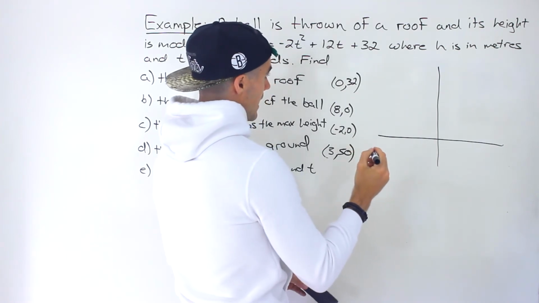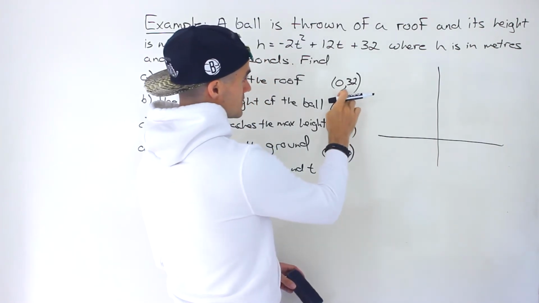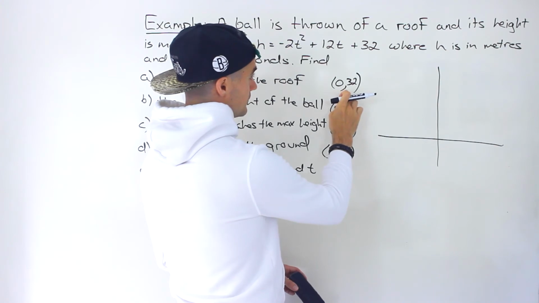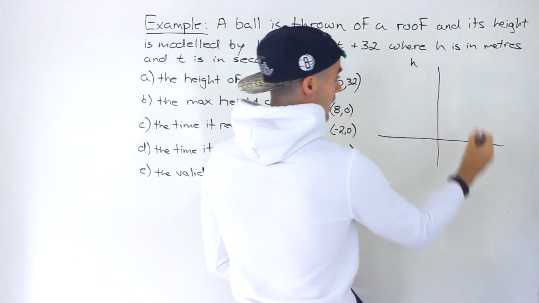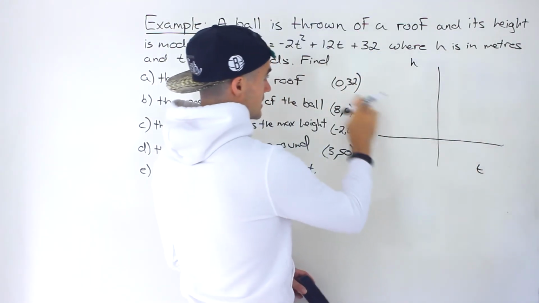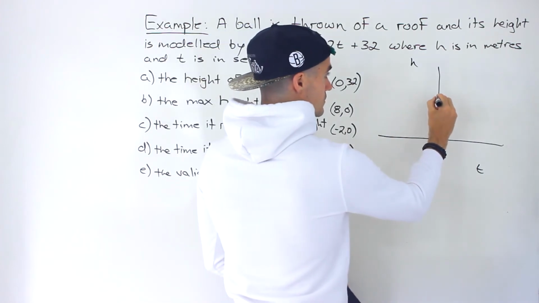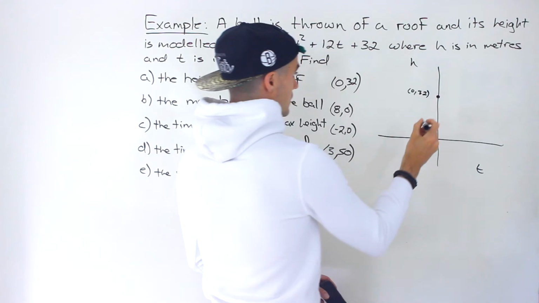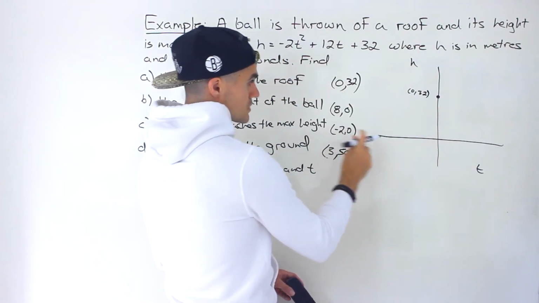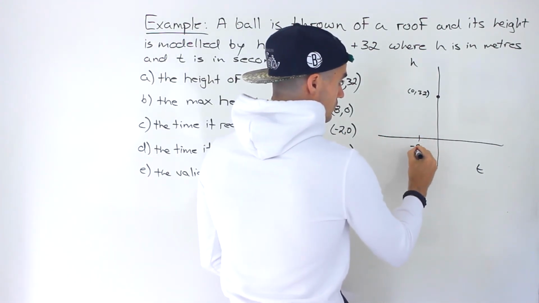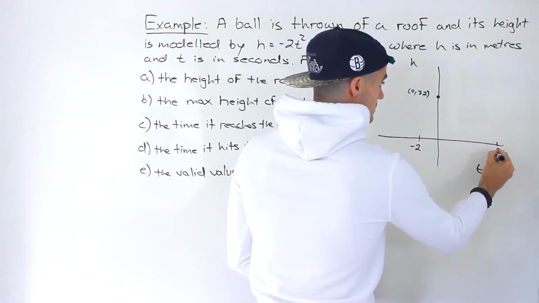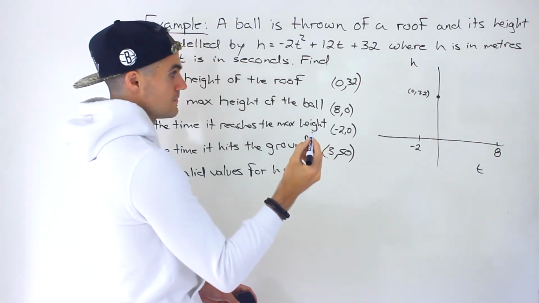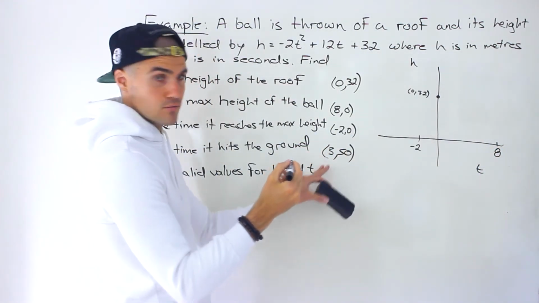So notice that, first off, let's start off with this h-intercept. So notice this is going to be the height, this is going to be the time. So at a time of 0, we got a height of 32. So this is at 0 and 32. And then notice also the intercepts. We got negative 2 right here, and then we got 8 right there. And then we have a vertex at 3 and 50.